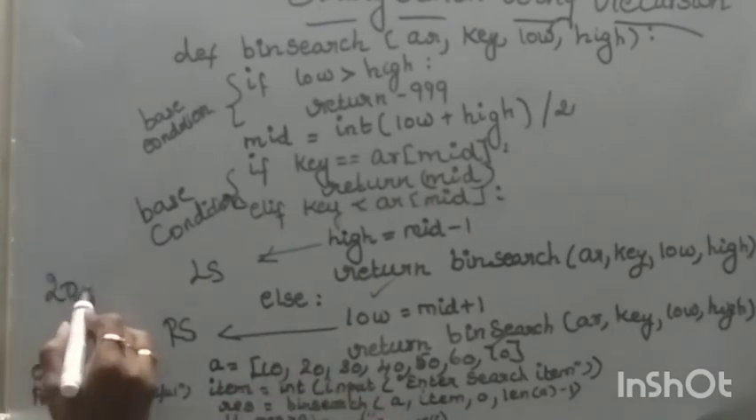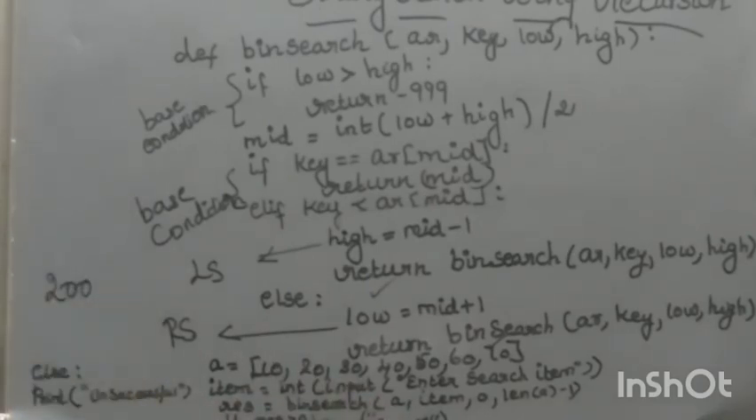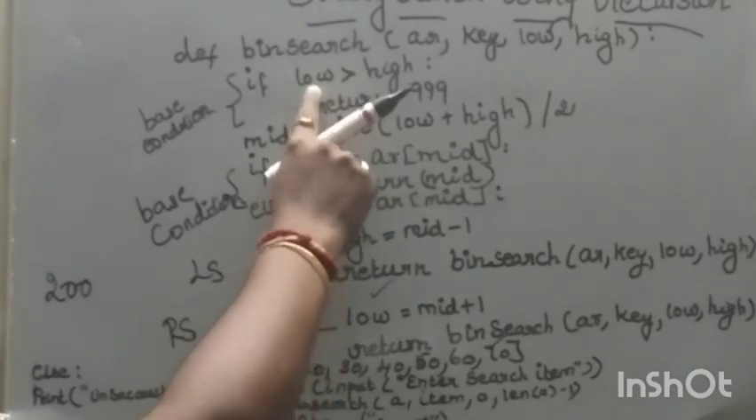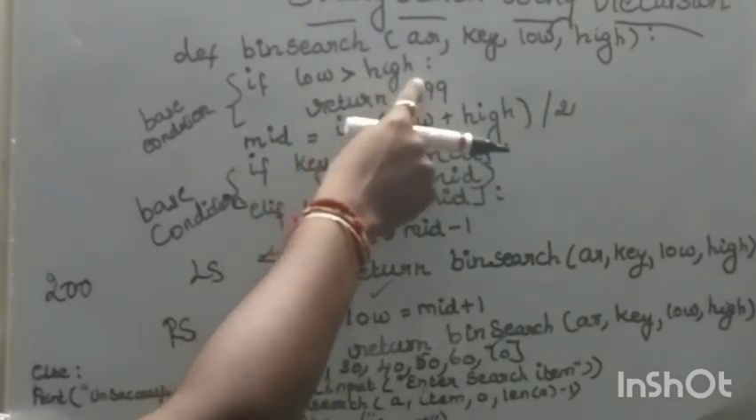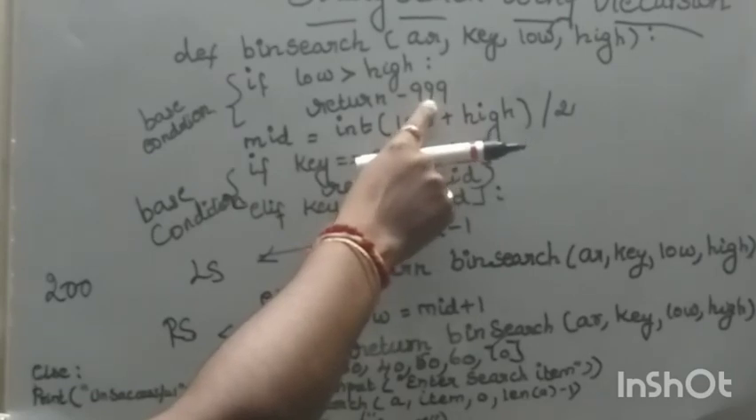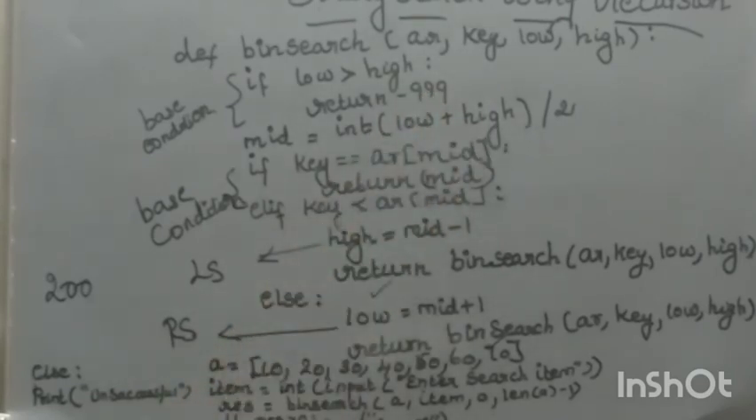If I ask it to search for the value 200, but 200 is not available here, then it satisfies the condition low is greater than high. That time it will return a negative value. So RES holds the negative value. So the success condition will not be satisfied. So you are going to execute the else part, which is going to print unsuccessful.